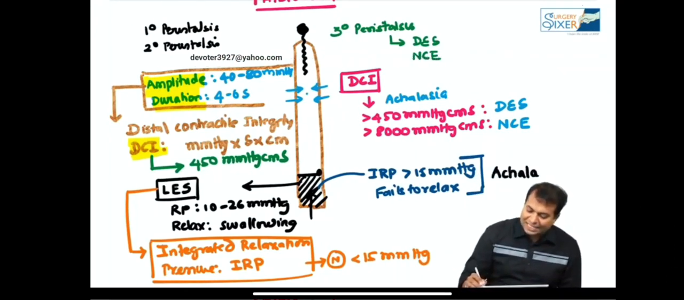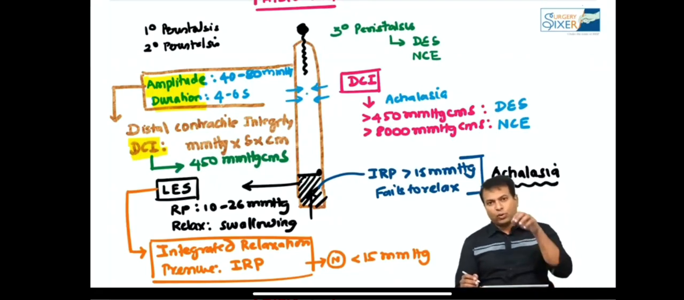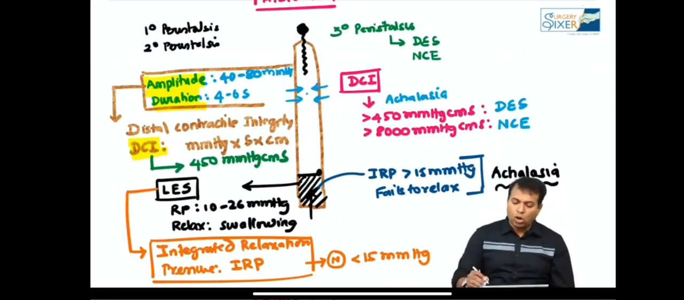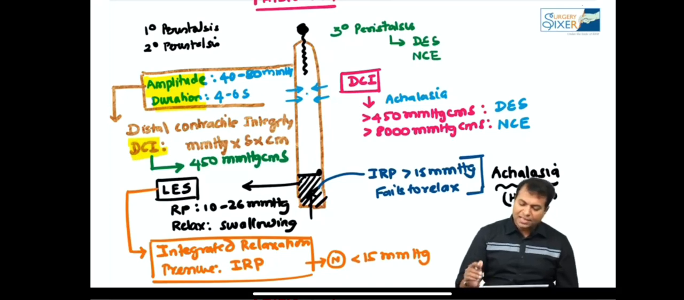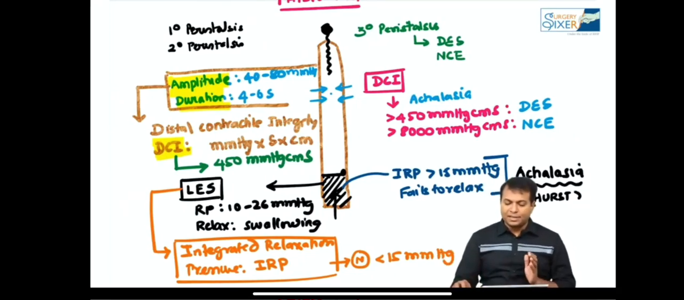This is known as IRP more than 15 millimeters mercury, and failure to relax is known as achalasia. Achalasia is a word given for failure to relax by a person known as Hurst. Hurst is a person who coined the term achalasia, and he used to call this failure to relax. So the disease is clear now. This is a clear-cut disease.